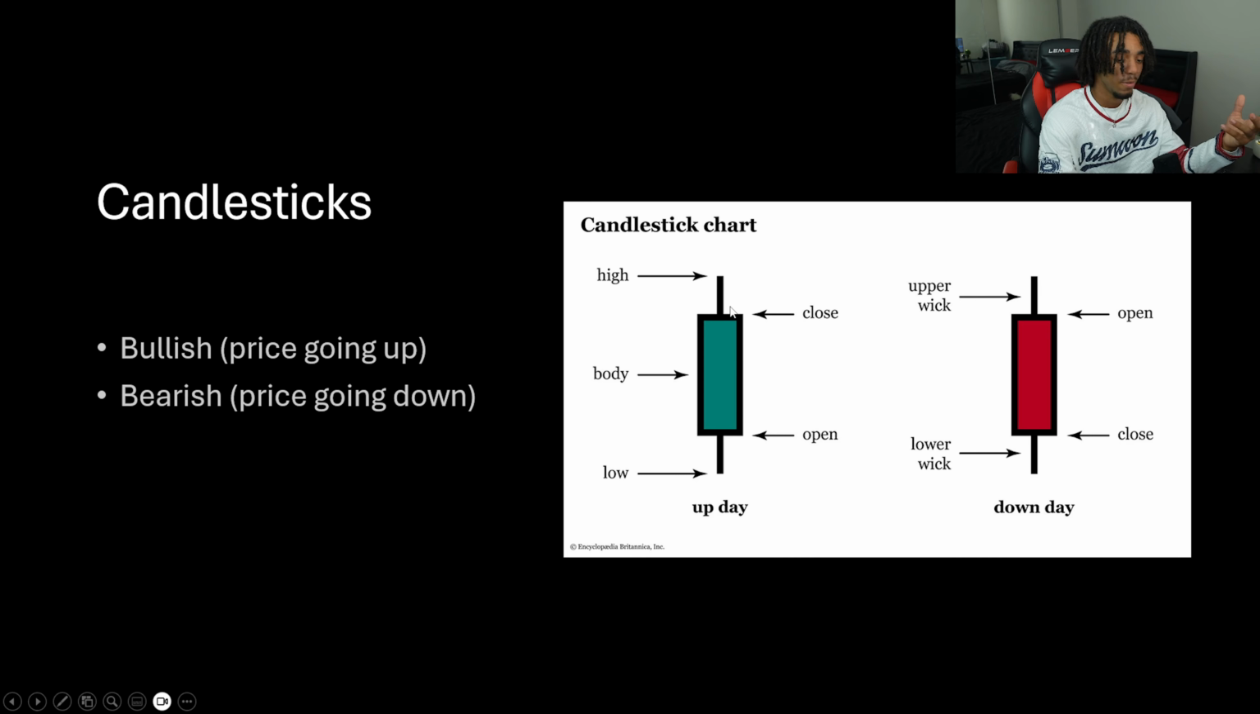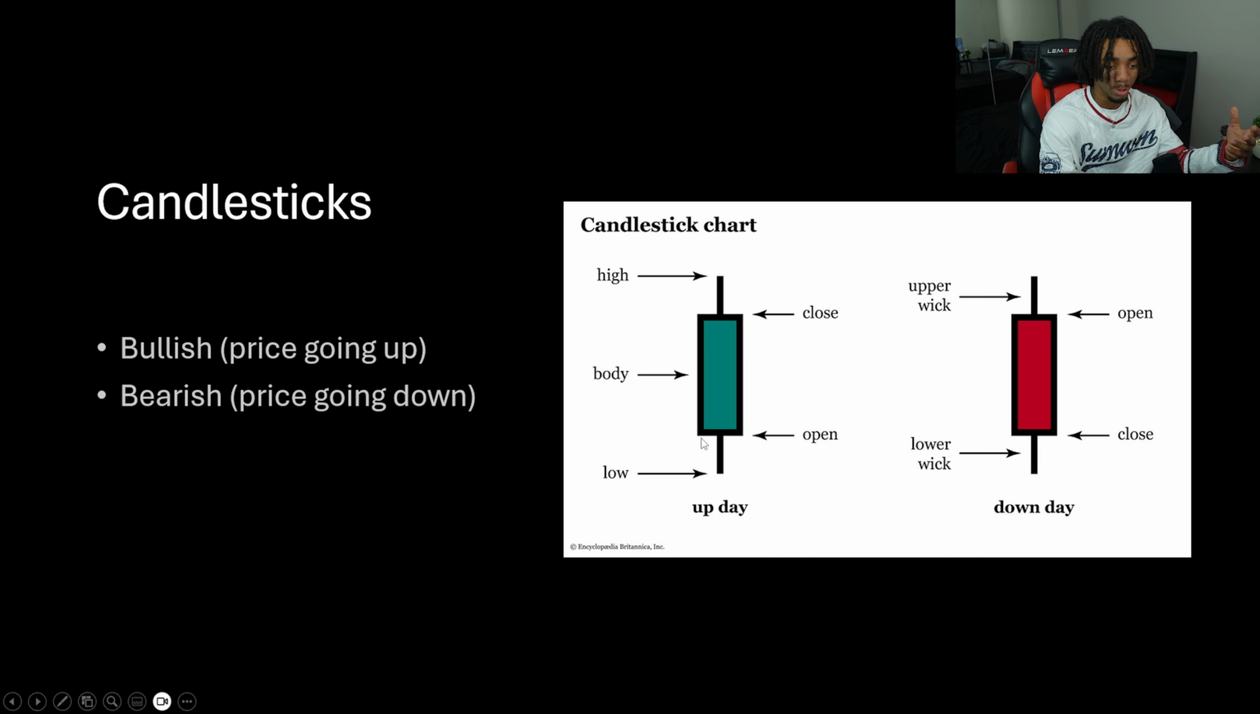A wick is where price went during that time of whatever time frame you're on. Just keep it at the 1 minute. During that 1 minute, price went up here, but it never closed up there. It went up there during that 1 minute, but it closed down here. So that's what a wick is. Same for the bottom portion. This is the bottom wick, and price went down here, but we never closed there.